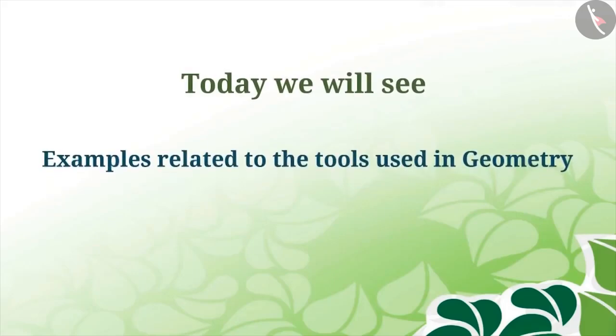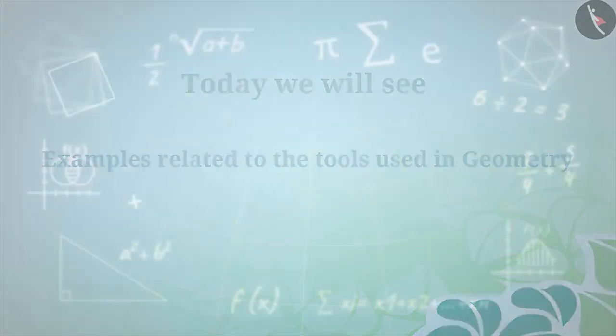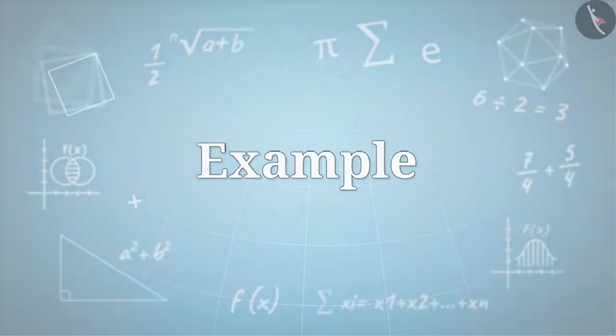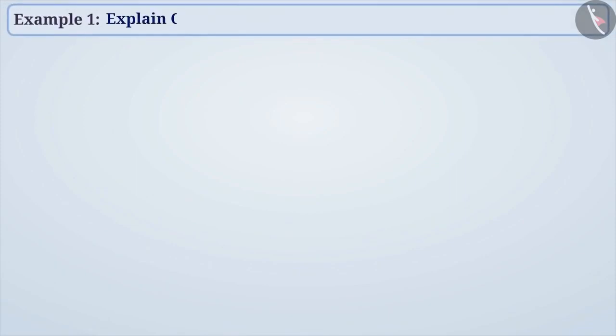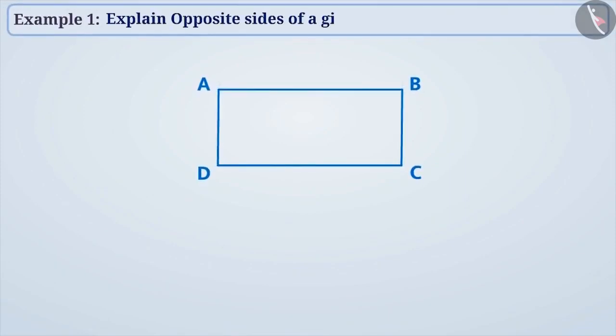Today, we will see some examples related to the tools used in geometry. Example 1. Explain. Opposite sides of a given quadrilateral are equal.